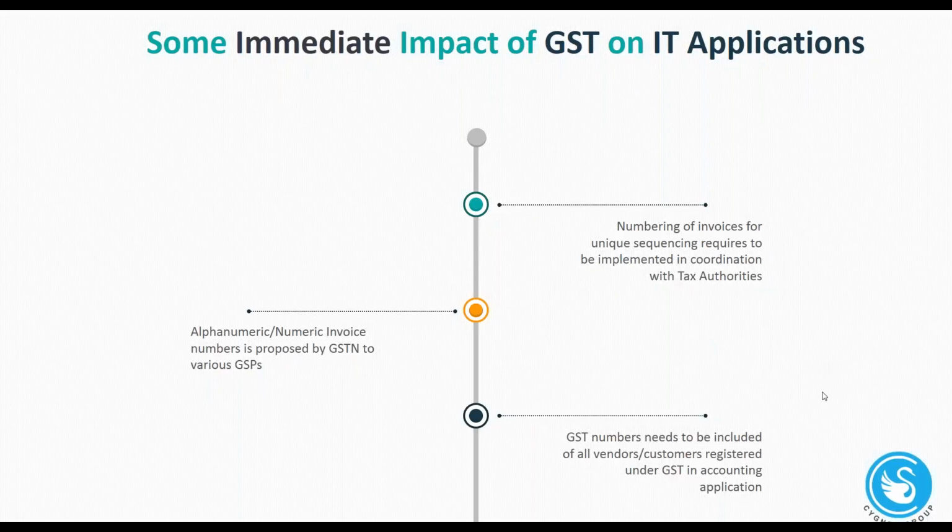Then the second change that would come in is the GST numbers to be included in all vendors' and customers' data, because this itself is an exercise, and as the customers have migrated to the GST systems, we need to start collecting that data, make the necessary changes in our IT system, so that we have this data ready with us.